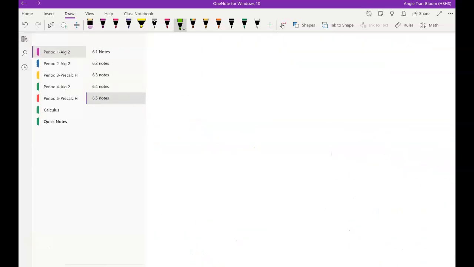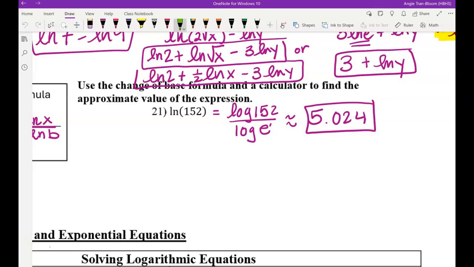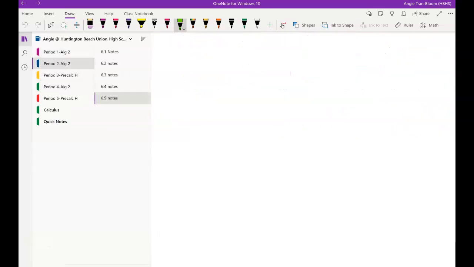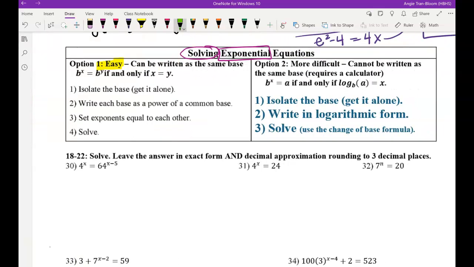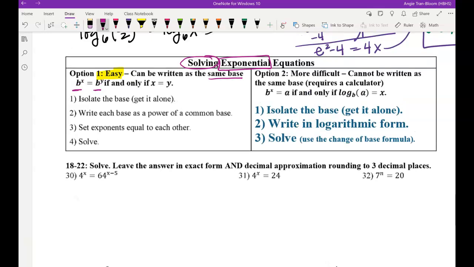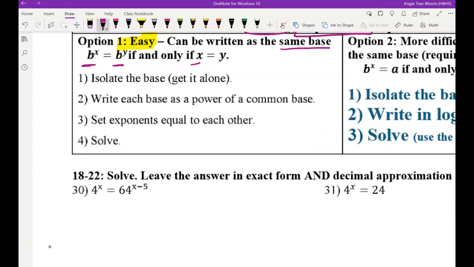But now we are solving cases where sometimes it's not possible to make the bases the same. So let's run through the easy cases to jog your memory. Easy can be rewritten as the same base. So base b to the x equals base b to the y if and only if, students, your exponents can be set equal to one another.